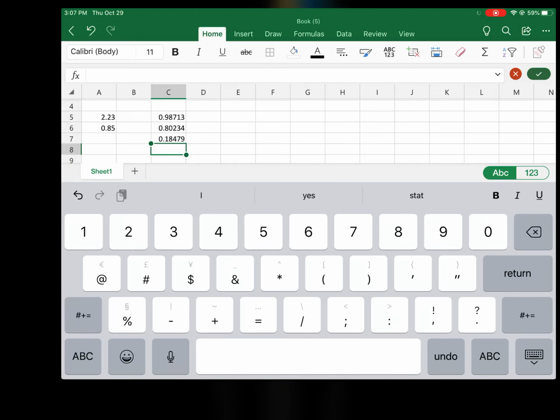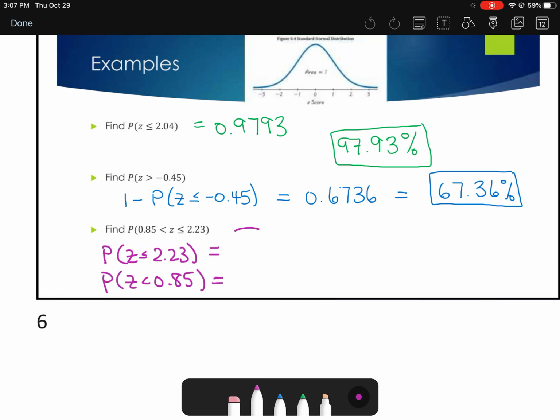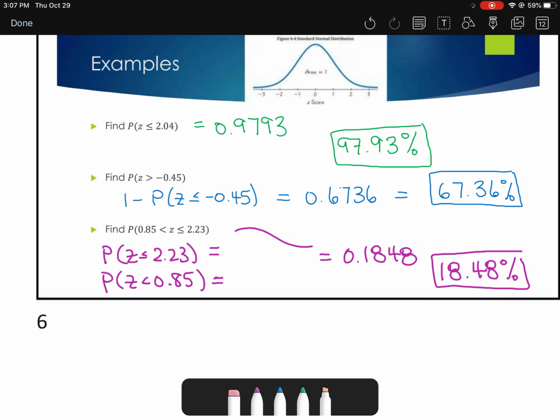So 0.18479, that will round to 0.1848. So this is equal to 0.1848. Which means that this is 18.48%. Okay, so as you can tell, it's very similar to what we did with part 1. The difference is we're just using a z-score versus our x.